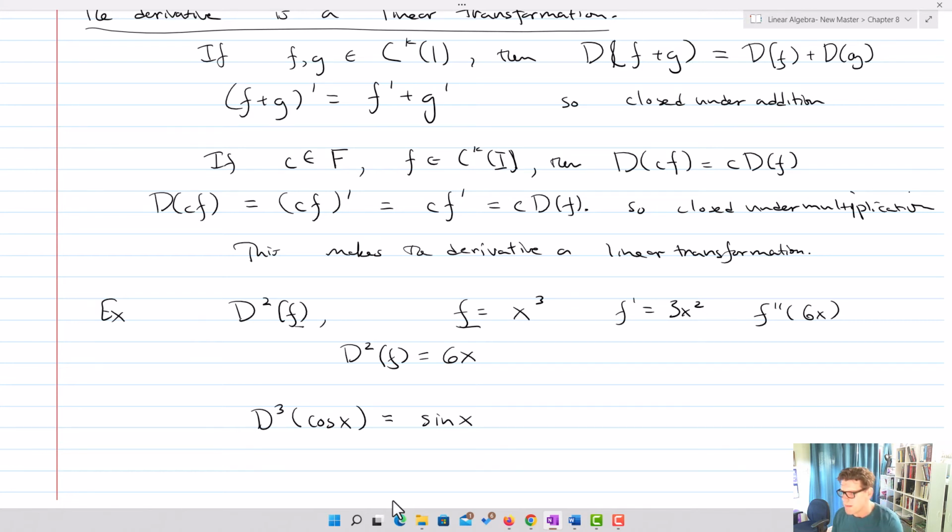Okay? So that's the third derivative of cosine x. And so that's basically what we mean when we write d cubed of cosine x. We're saying take the third derivative of whatever the function is that we have right here.